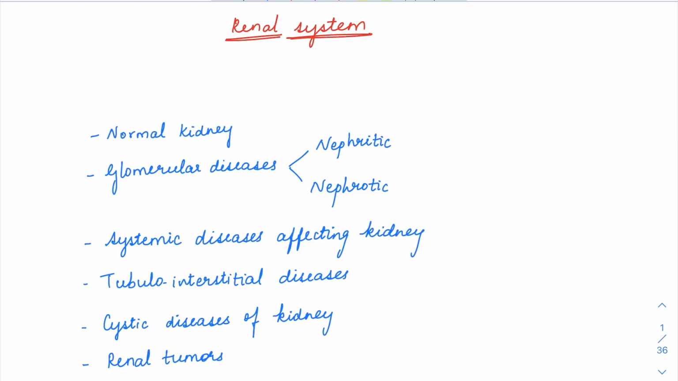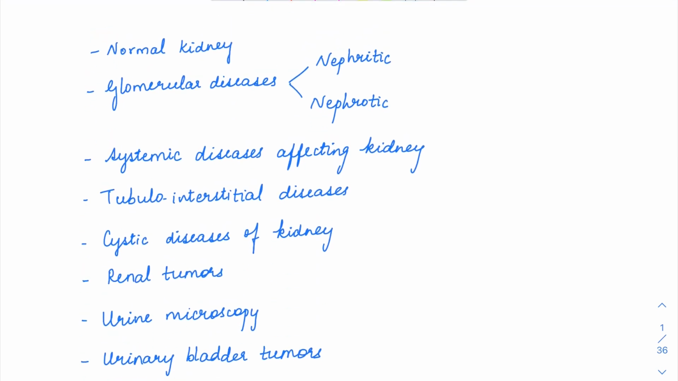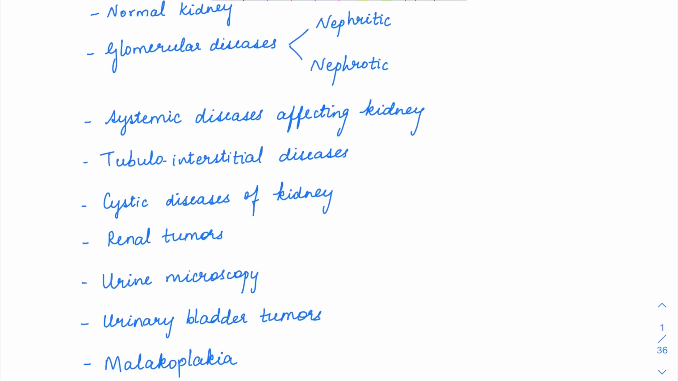So next we'll be starting with the renal system. Under the renal system, we'll be discussing the following headings. We'll start with the normal structure of the kidney. Then we'll move on to the glomerular diseases, which include both the nephritic and the nephrotic syndromes.